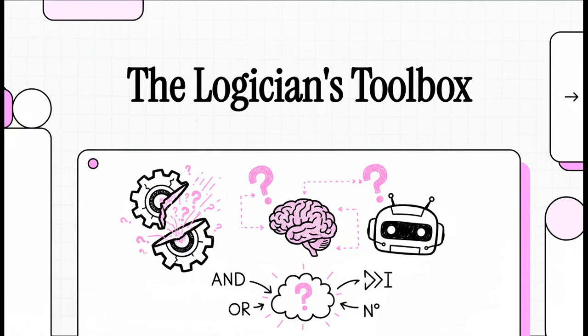Welcome to The Explainer. Today, we're going to crack open the fascinating world of epistemic logic. We're going to explore how logicians and computer scientists are trying to teach machines a skill that is so fundamentally human: how to recognize what they don't know.